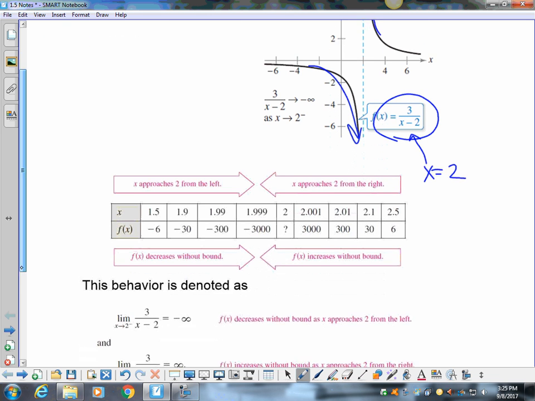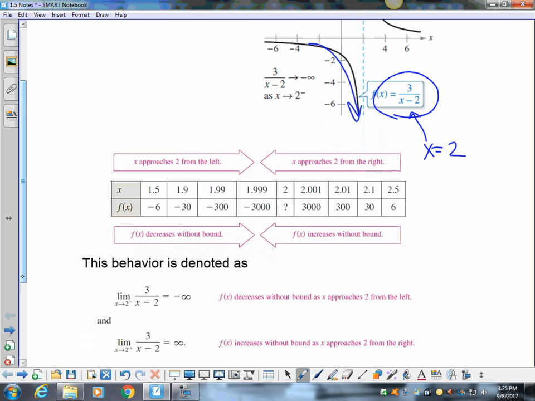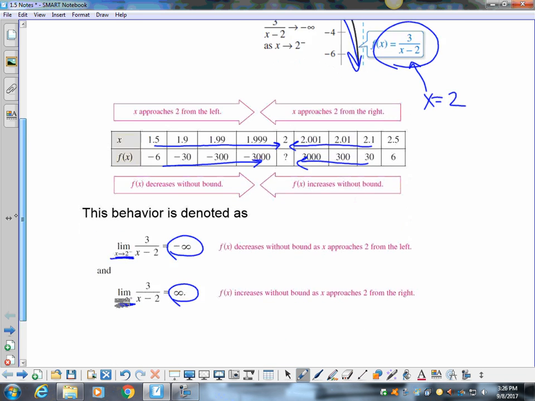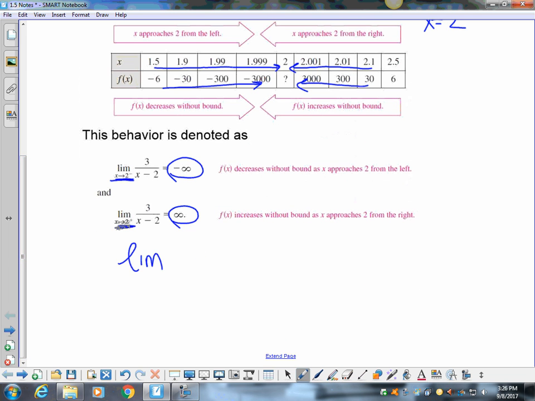And you can see this from the table in your calculator too. If you were to type it in, you would see that as you approach 2 from the right, you're headed to negative infinity. And as you approach 2 from the left, I think I have that backwards, you're headed to positive infinity. Okay, but the limit from the left is headed to negative infinity, and the limit from the right is headed to positive infinity, and you can see that from the graph. But the limit overall does not exist.